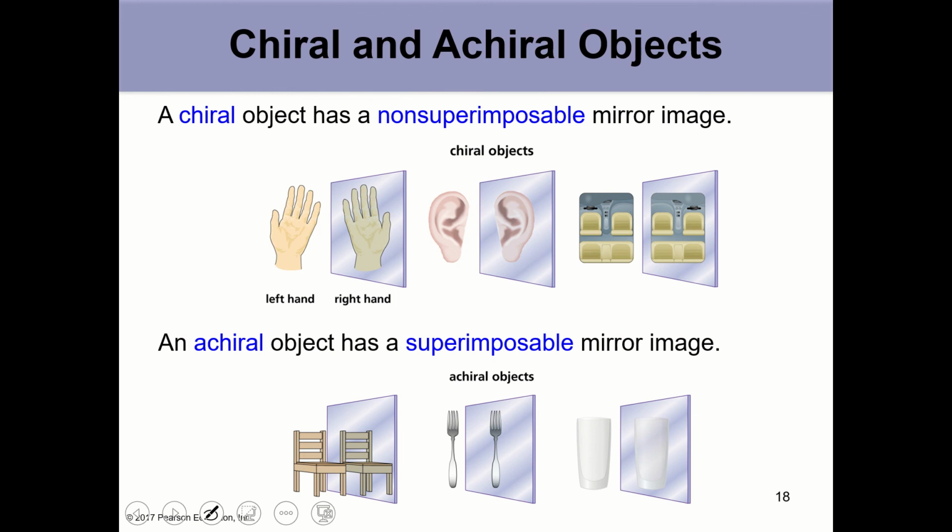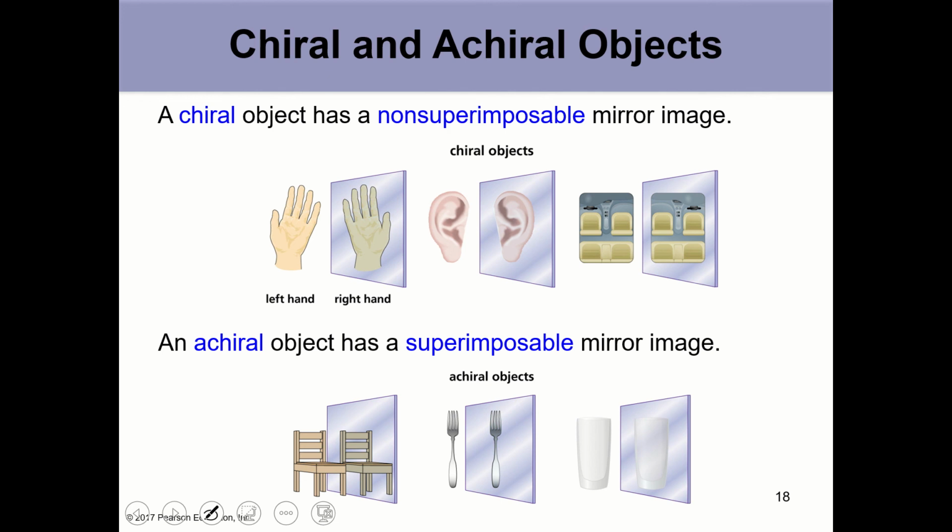Okay, moving on from double bonded molecules. We're going to look at chiral and achiral objects. A chiral object has a non-superimposable mirror image. The left hand compared to the right hand. These images are mirror images, but they are not superimposable. The left ear compared to the right ear. A car in England versus a car in America. They're mirror images. They're not superimposable.